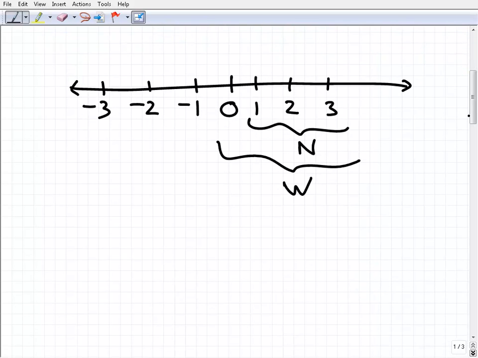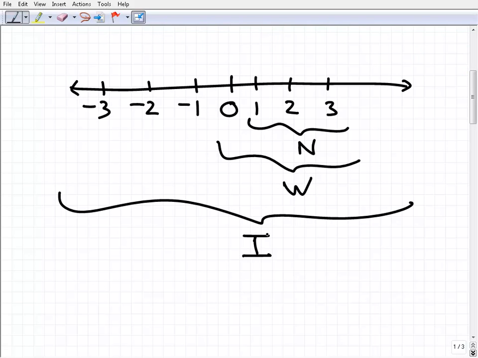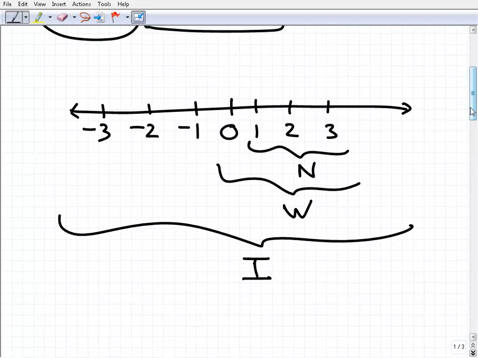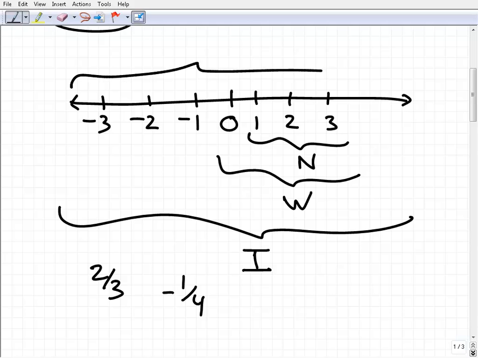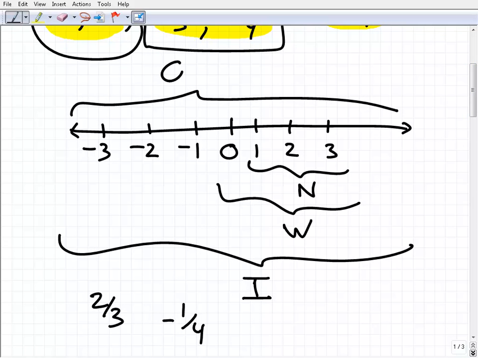We'll give that an I. So those are the integers. Now, if we start taking integers and comparing them by division, i.e. a fraction, like 2/3 or negative 1/4, you know them as fractions, but we actually call those rational numbers. Those rational numbers are all through here, and the abbreviation for rational numbers generally is Q.